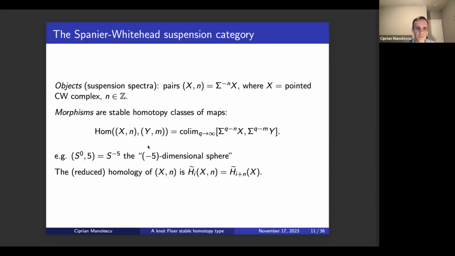So for example, now we can talk in this stable homotopy category about the sphere in dimension -5. Everything is based. We can talk about the homology of such an object to just be the shift of the homology of X by the corresponding n.